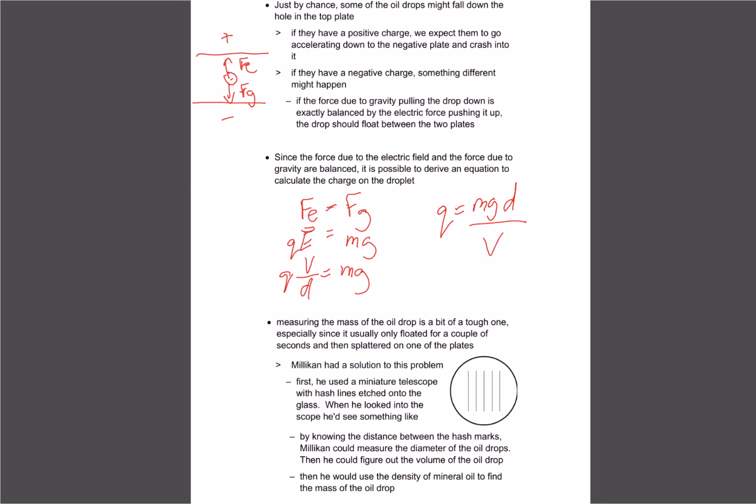The hard part was, how did he figure out the mass of the droplet? With gravity we know 9.81, the distance between the plates he could measure, and the voltage he could change, but he didn't know how to measure the mass of the droplets. He spent a lot of time trying to figure it out. When the droplets would float, he looked through a little telescope with etched lines. If an oil droplet was the size of the lines, he could calculate the radius and diameter, then figure out the volume, and using the density of the mineral oil, calculate the mass. It was a pretty complicated way to measure the mass, but he got it to work.